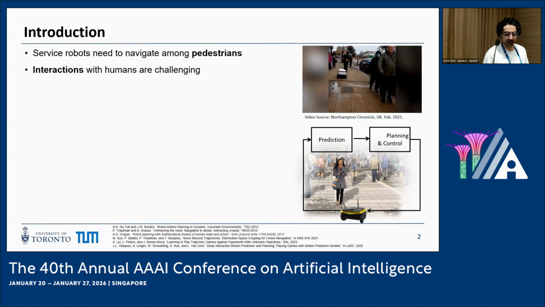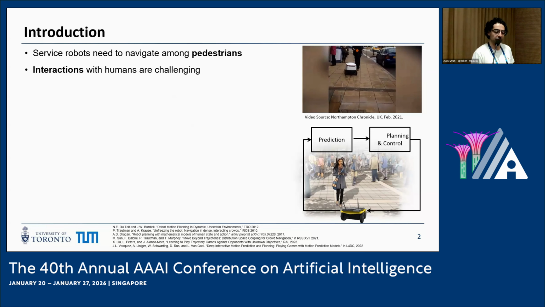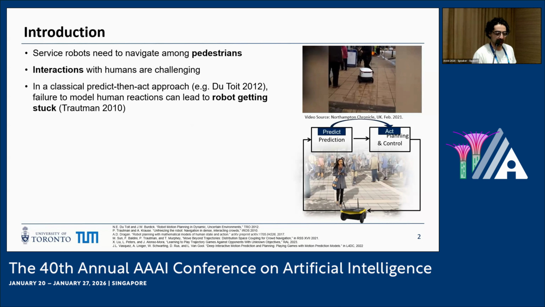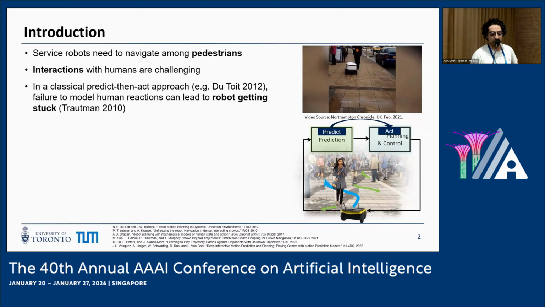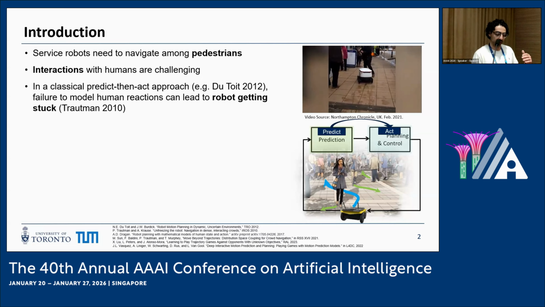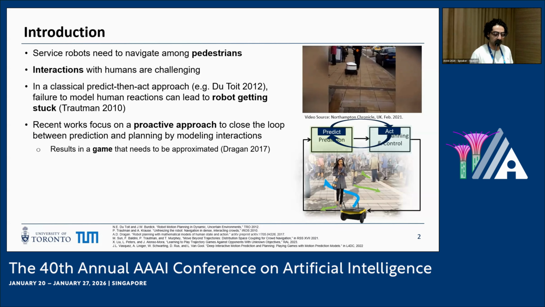In many service applications, robots need to navigate among pedestrians in order to accomplish their intended tasks. But as you can see in this delivery robot example, interactions with humans can be quite challenging. In a classical predict-then-plan approach, where the robot first forecasts human motion, then plans around it, the failure to account for the interactions between the robot and the humans can result in the robot getting stuck.